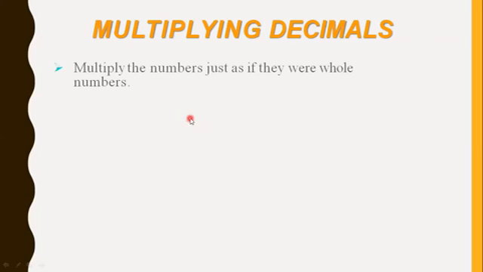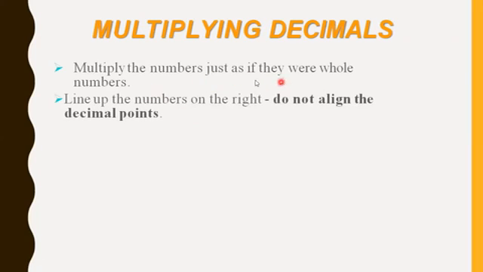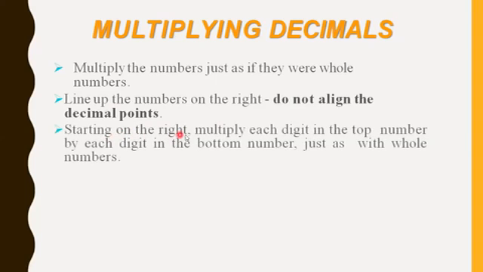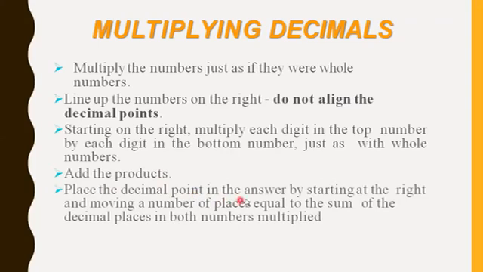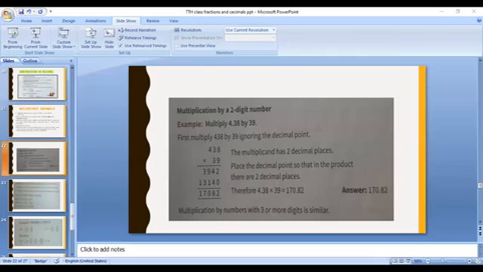Next, we will see multiplication. How will you multiply decimals? Multiply the numbers just as if they were whole numbers. Line up the numbers on the right. Do not align the decimal points. Starting on the right, multiply each digit in the top number by each digit in the bottom number, just as with whole numbers. Add the products. Place the decimal point in the answer by starting at the right and moving a number of places equal to the sum of the decimal places in both numbers multiplied.